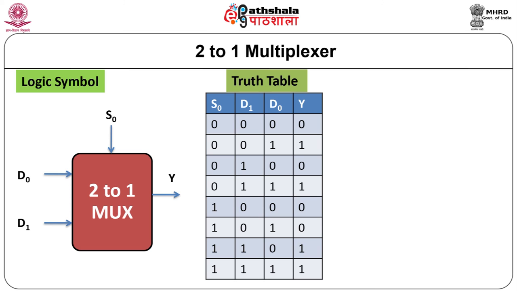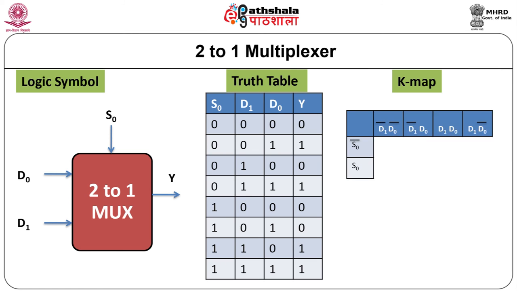Once the logic symbol, function table as well as truth table is ready, the next step is to prepare K-map for designing the logic circuit. In this example, we need to prepare a K-map of three variables. Let us consider two rows for S0 and four columns for the data D1, D0. Once the K-map is prepared, the next obvious step is to map the truth table into the K-map. Write ones in the cell where the output is 1. In this K-map, we have written 1 in 4 cells as shown here.